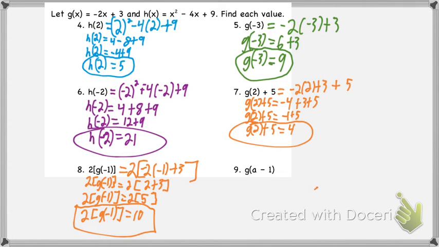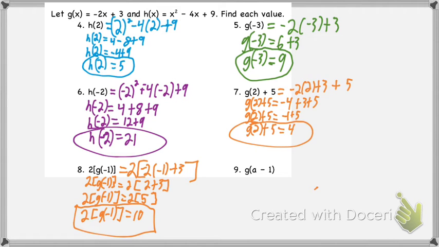Let's look at g of a minus 1. So what is all in the parentheses here? A minus 1. So what are we going to plug in for x? Negative 2. Yeah, so we're going to plug in for x here.